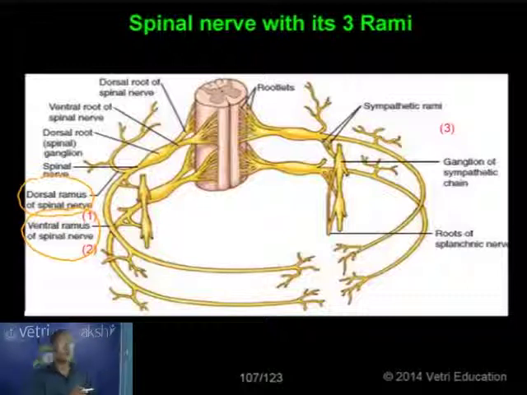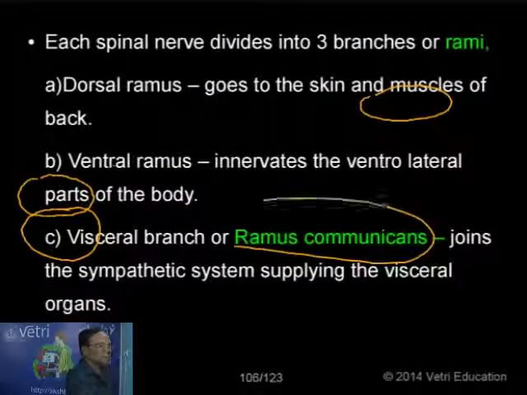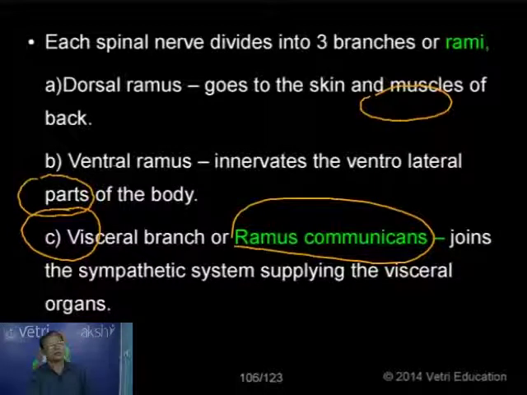The third one is the sympathetic rami. They are connected to the ganglionic chain of the sympathetic nervous system. The sympathetic rami are also called ramus communicans. So we have the dorsal ramus, the ventral ramus, and also the sympathetic ramus, or visceral ramus.